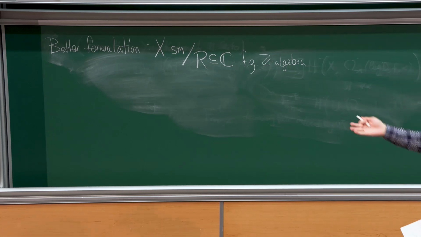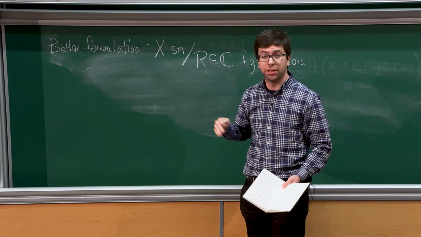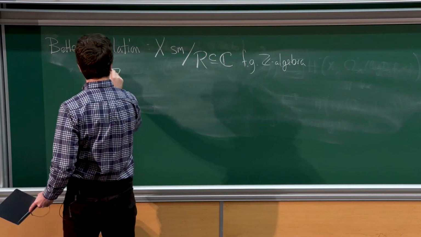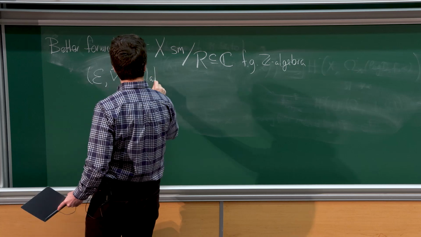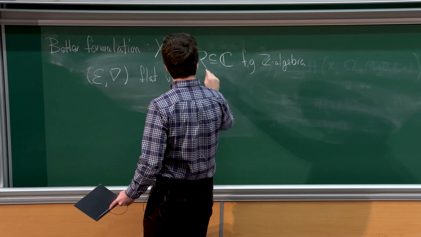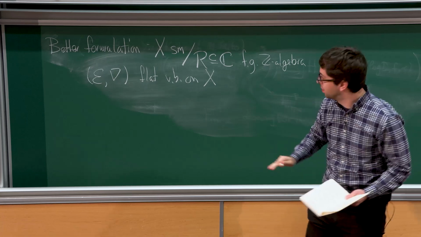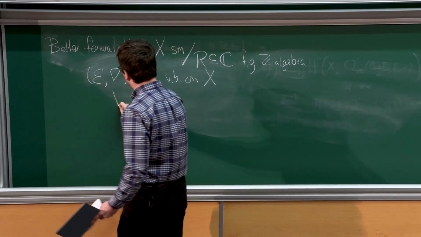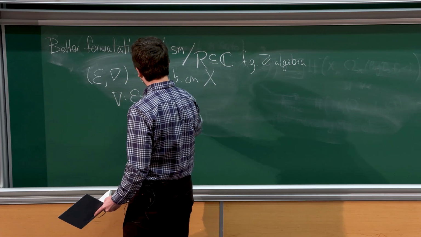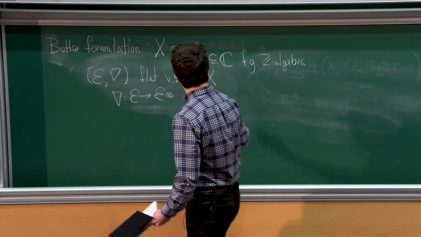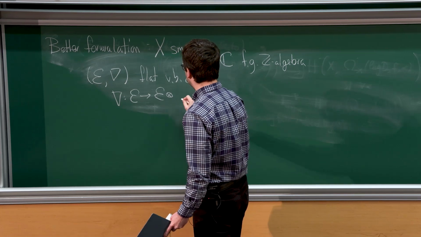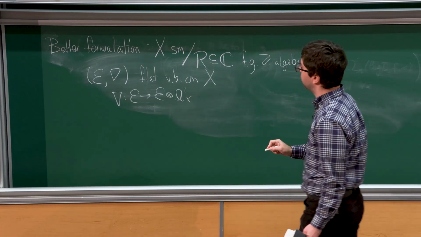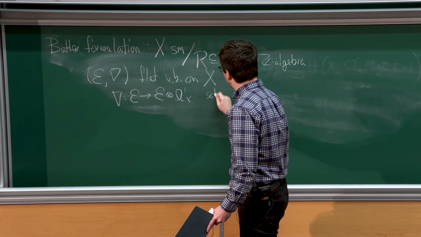So what's an ODE? An ODE is a flat vector bundle on X. So here (E, nabla) will be a flat vector bundle on X, and just because I think there are some graduate students in the audience, let me briefly recall what this is. E is a vector bundle, and nabla is a connection. That's an R-linear map from E to E tensor omega 1. Here everything is over R, so I'll suppress the notation. It satisfies the Leibniz rule.